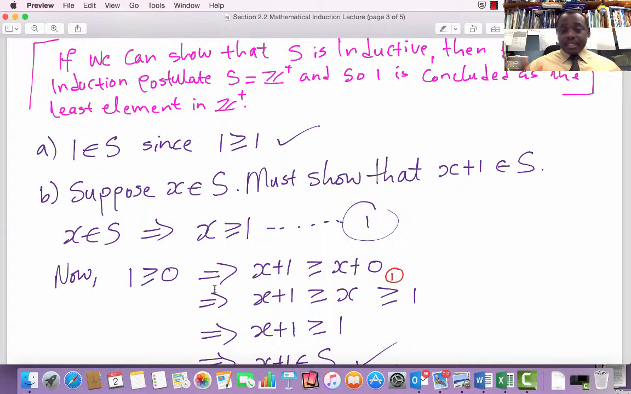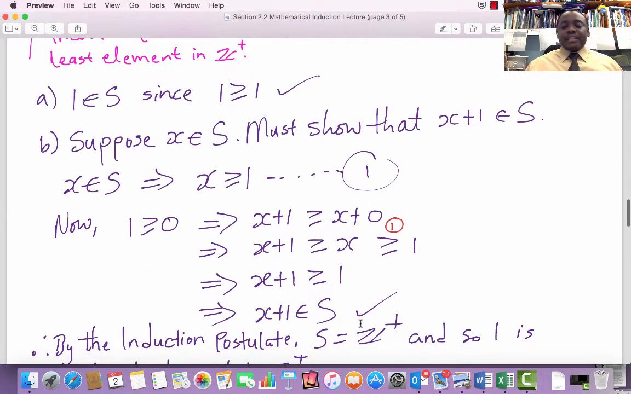Look at the properties of positive integers. So 1 is bigger than or equal to 0 implies that x plus 1 is bigger than or equal to x plus 0. But x plus 0 equals x because 0 is the additive identity in Z. So that means x plus 1 is bigger than or equal to x. But remember that x is an element in S. x is bigger than or equal to 1. And by transitivity, x plus 1 is bigger than or equal to 1.